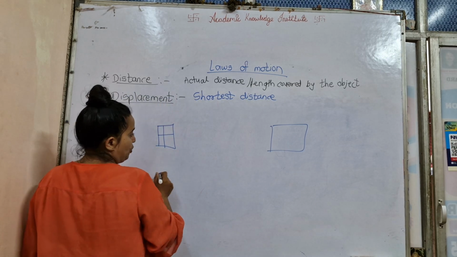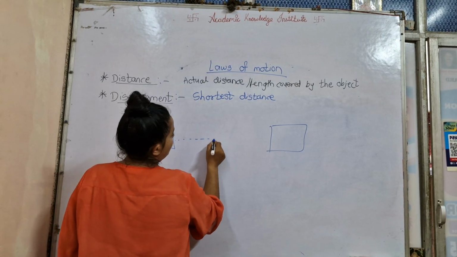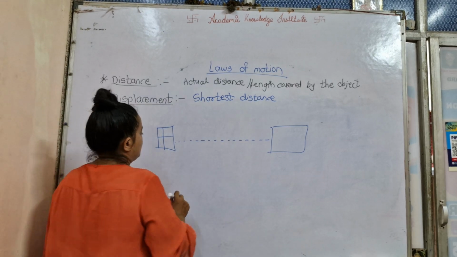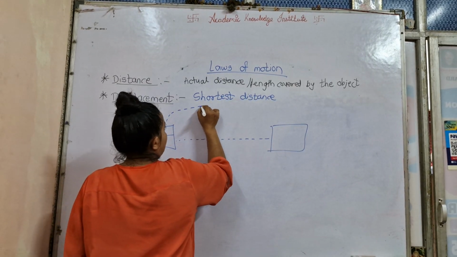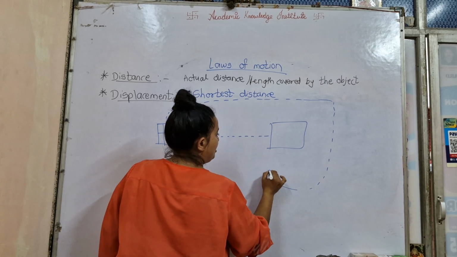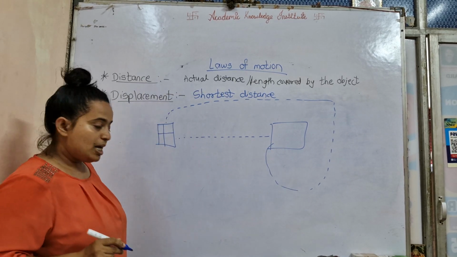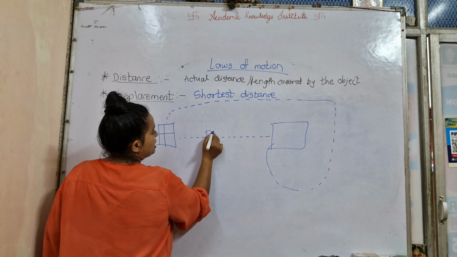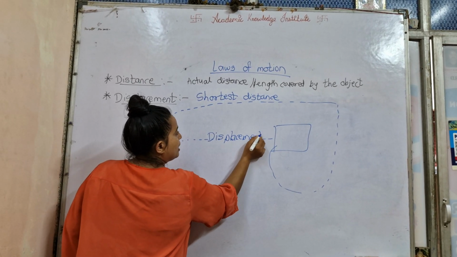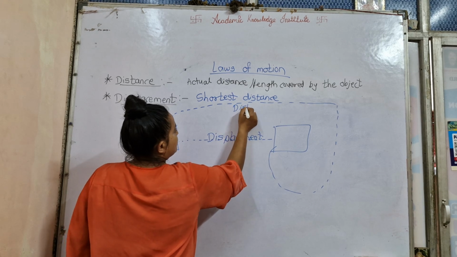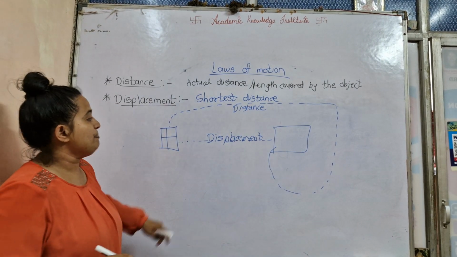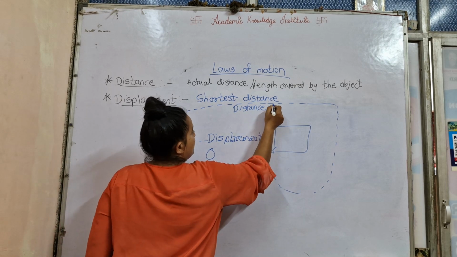Now this is the way that you can come directly here. Now suppose one person is going like this, and then coming here. So in this case, this becomes the displacement, and this becomes the distance. Understood? Displacement can be 0, but distance can never be 0.